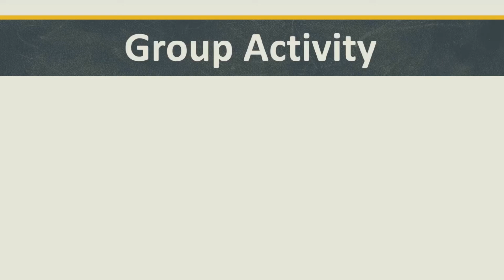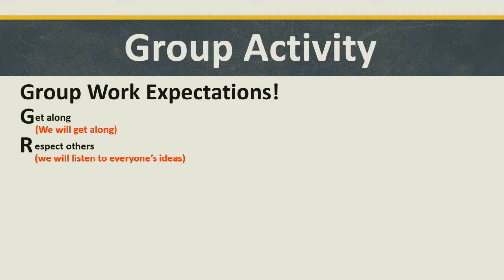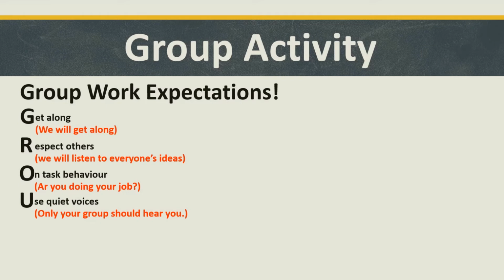Last meeting, I divided you already into 3 groups. Before we are going to process your work, let's read group work expectations. G means get along. R, respect others. O, on-task behavior. U, use quiet voices. P, participate. S, stay in your groups.